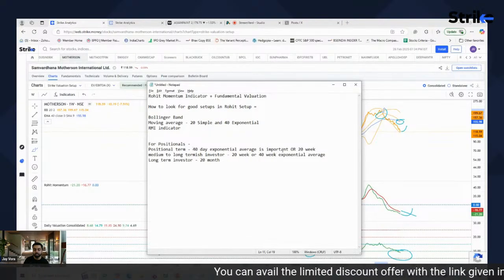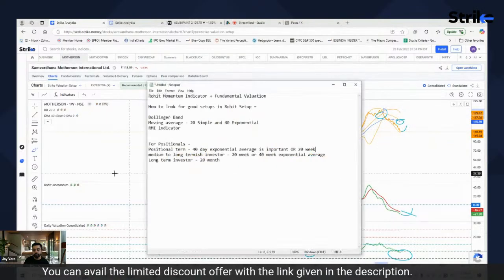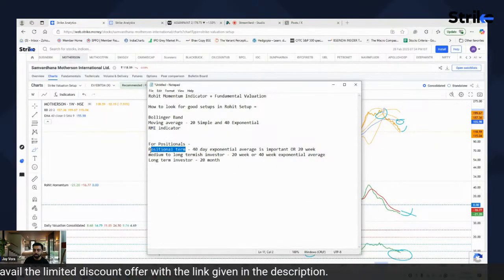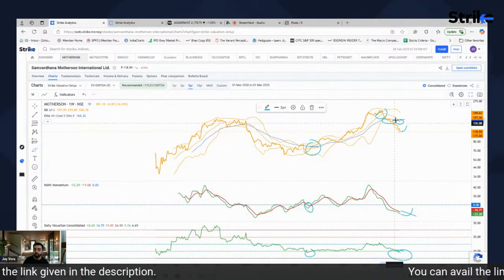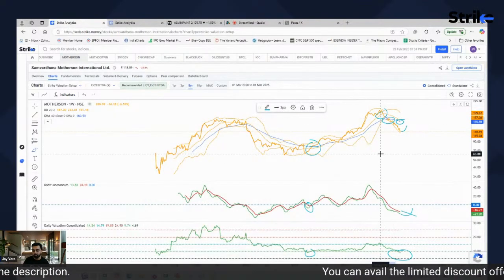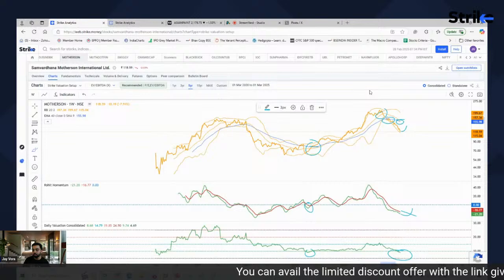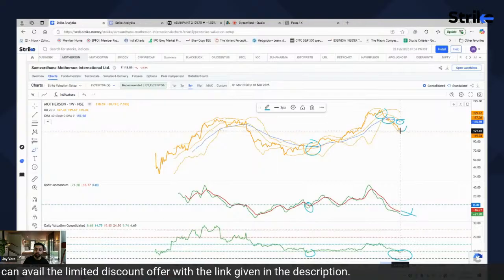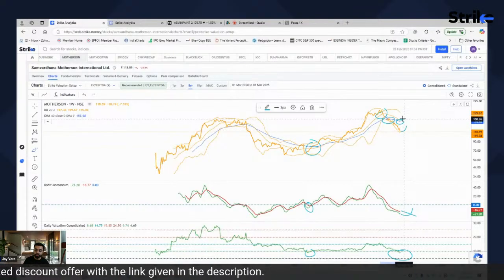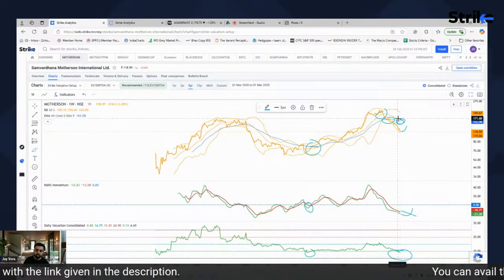So, a 40-day exponential break or a 20-week break on the downside, then you need to be careful. That is if you are a positional trader, which means say 2 to 3 months. But if you're a medium-term investor, breaking 40 is a big red flag, because then it means that there can be more pain ahead, which we are clearly seeing in the stock.